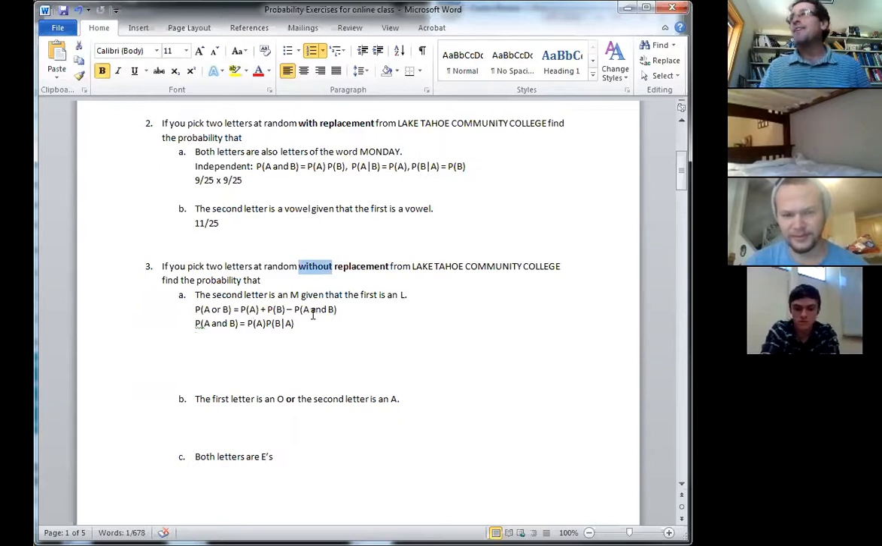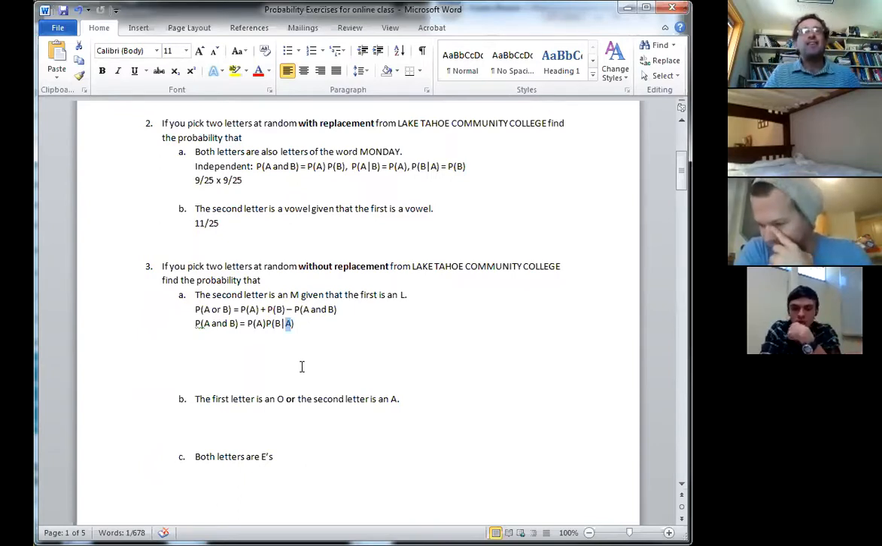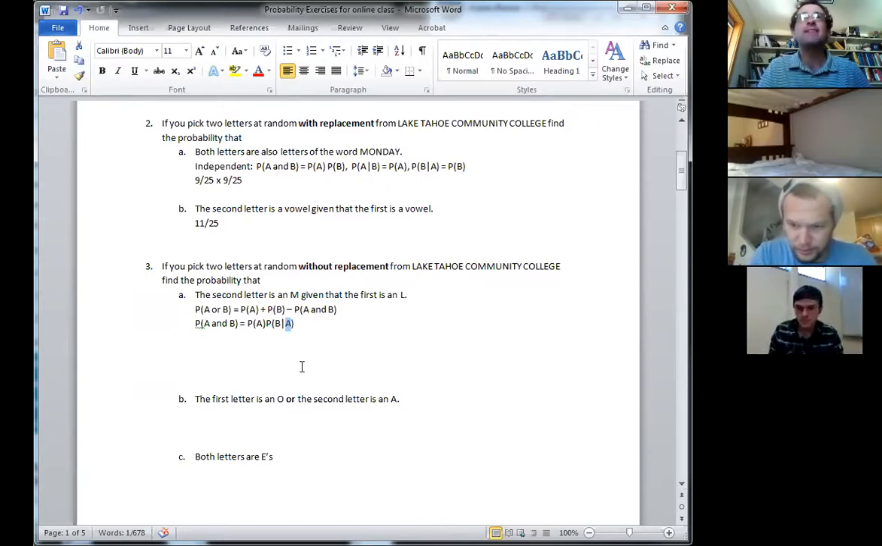So when you're talking about B given A, when it's without replacement, if we're given the first was an L, that gives you one fewer to pick from, because we now know it's not that first L that you looked at. So let's see if anyone can do it with a little fix. Yeah, 3 out of 25 plus 2 out of 25 minus 3 out of 25 times 2 out of 24.